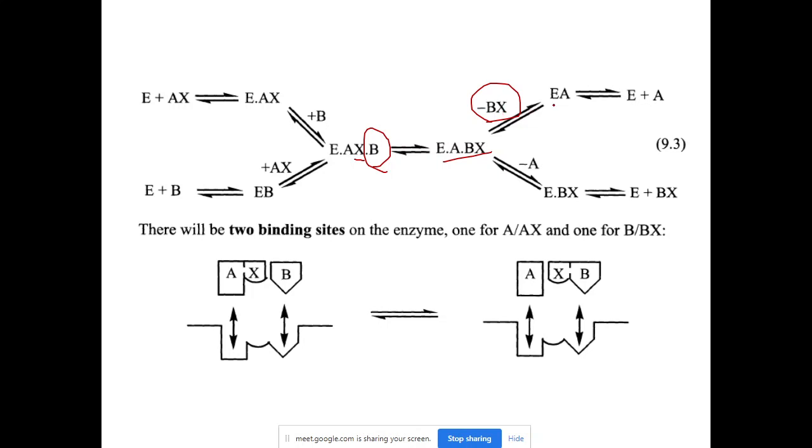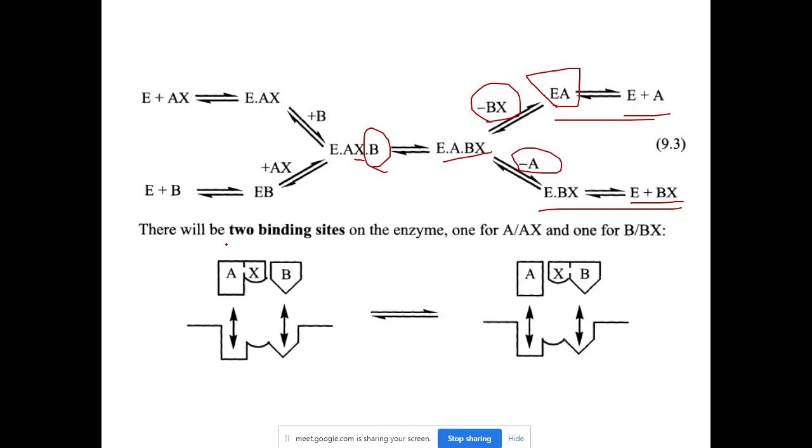Now this will leave the Ea free, and from Ea there is E plus A. On the other hand, you have A being released from this ternary. As a result, you have E plus Bx. So both these instances, that is this and this, can also be referred to as P and Q. So here there is a product being formed and the free enzyme is retrieved back.